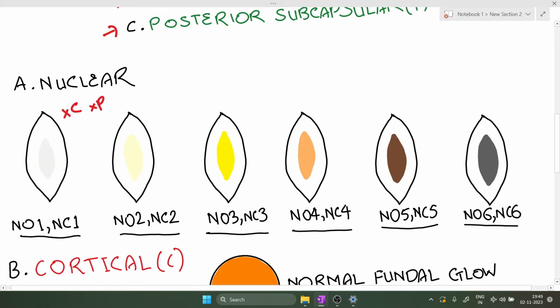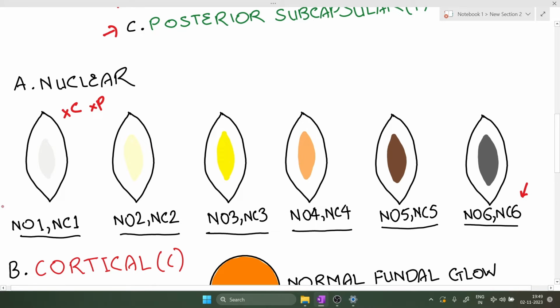Ideally, cataracts do not happen in isolation, meaning just a nuclear or just a cortical or just a posterior subcapsular. It is usually a mix of the three that the patient presents with. But for the ease of understanding, let us see if we can classify them on a better note. So nuclear grading goes from NO1 NC1 to NO6 NC6 being the highest grade. NO1 being the least opacification, NC1 being the least color, and similarly NO6 and NC6 representing the highest grade.